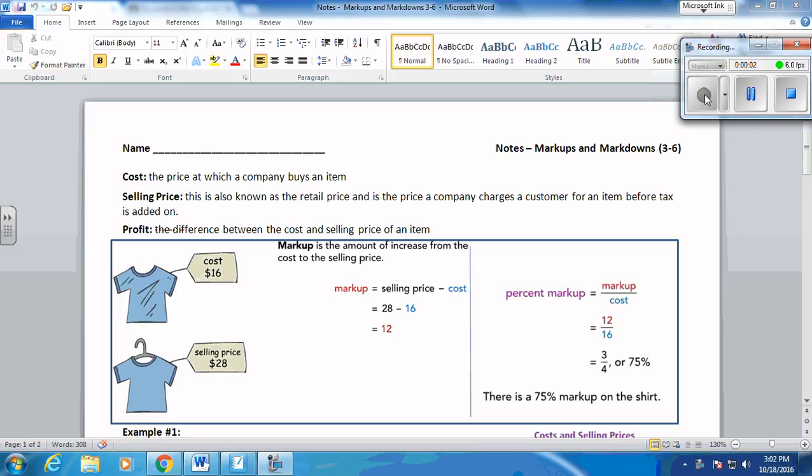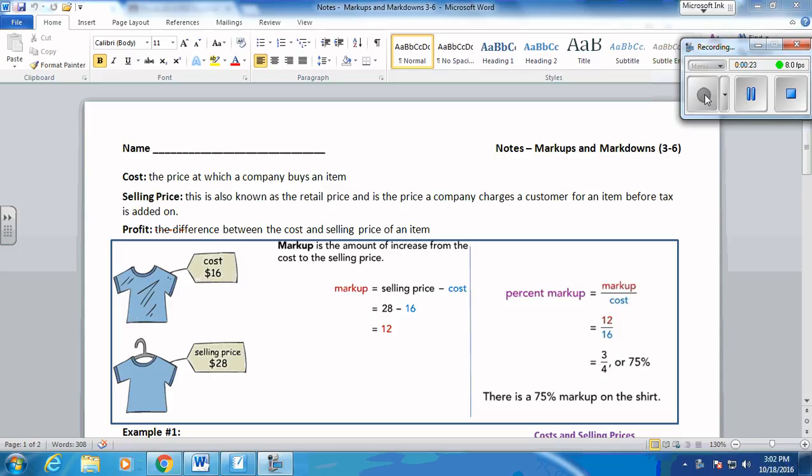Hi there. Today we're talking about our final topic of topic 3, markups and markdowns. This one topic is probably the one that I use most in my real life. Whenever I'm shopping, I'm always looking for the sales, how much I'm going to be saving, what I'm actually going to be paying. So if you notice at the beginning, we have 3 vocabulary words.